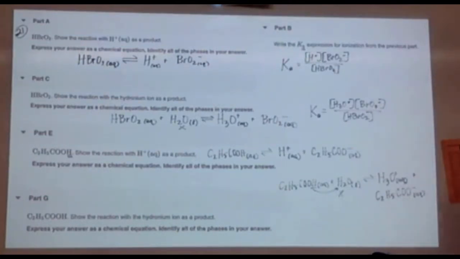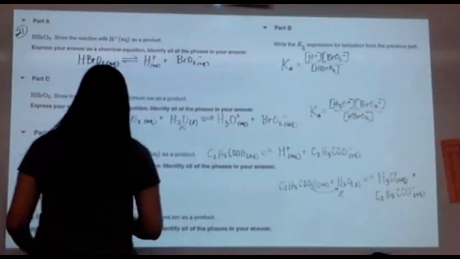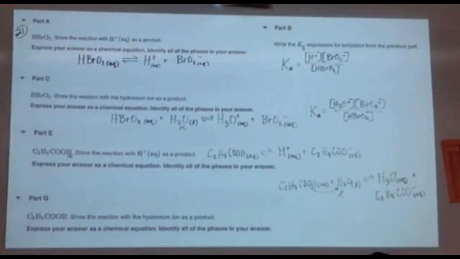These are representing the same thing. It's just that in part C and part G, we're showing the full ionization with water. You can do shorthand like we did in A and E and still be okay. Right? H plus and H3O plus mean the same thing.